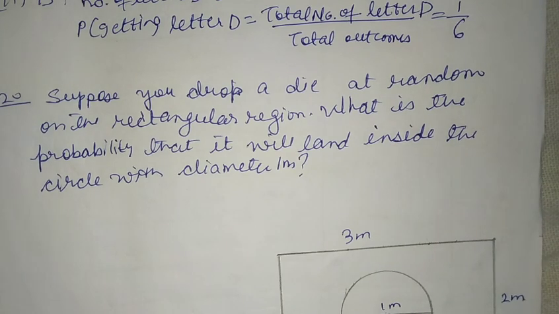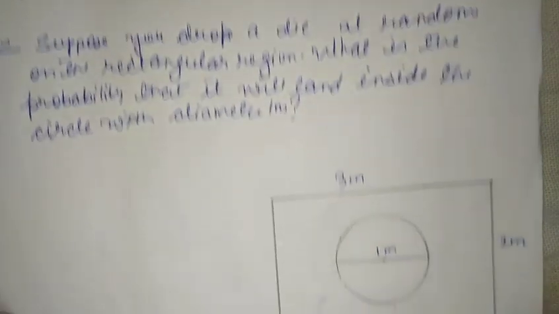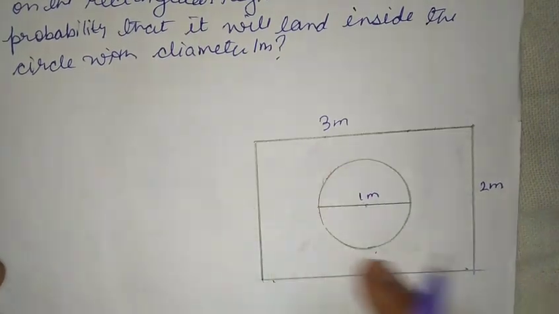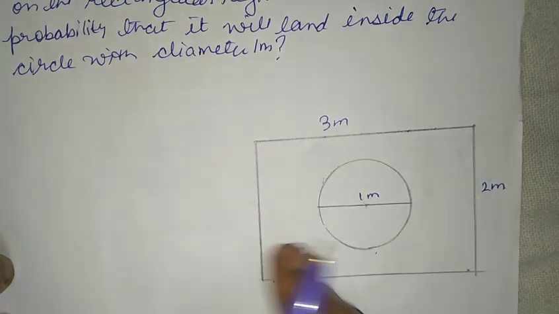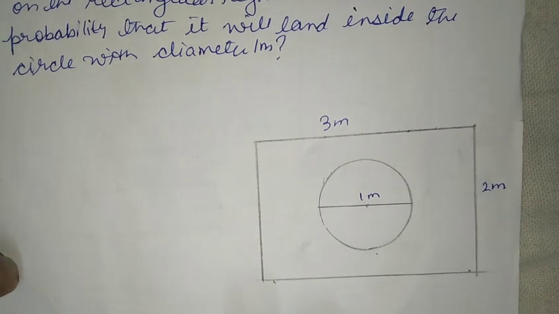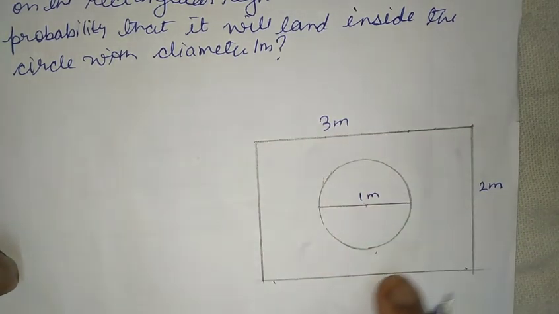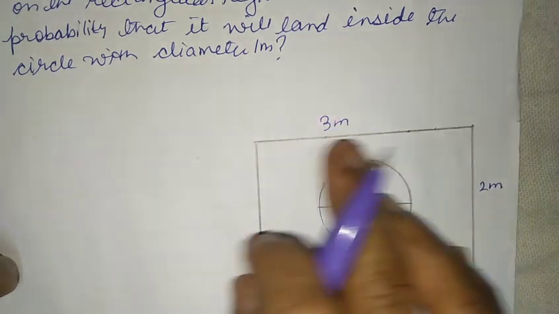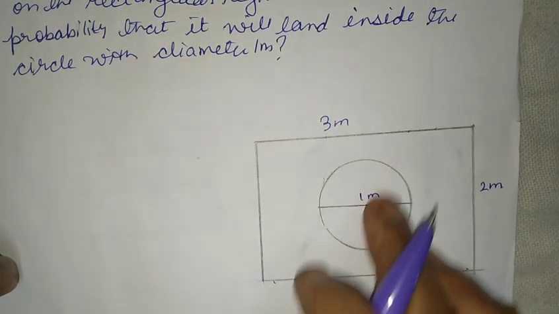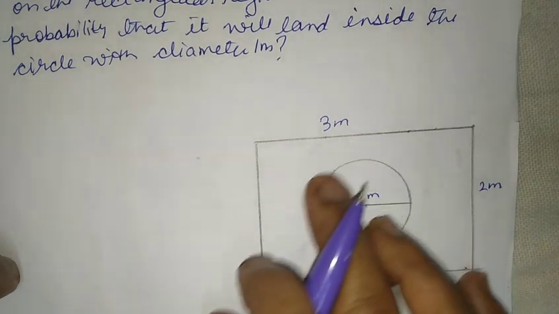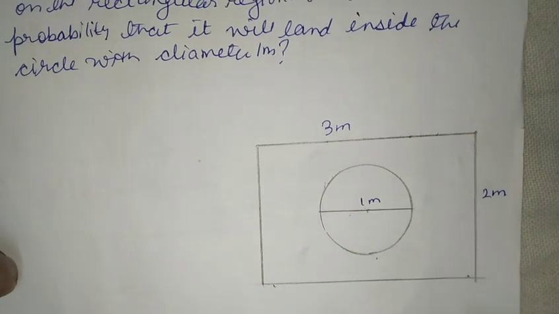Suppose you drop a die at random on the rectangular region. What is the probability that it will land inside the circle with diameter 1 here? So we have been given here, this is our rectangular region. So we are going to throw the die in it. So the total outcome will be the area of this region, and we have to find the probability that the die will land in the circular region. So our favorable outcome will be the area of this circle.